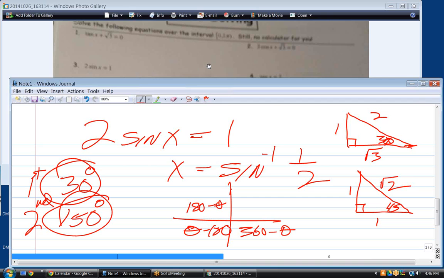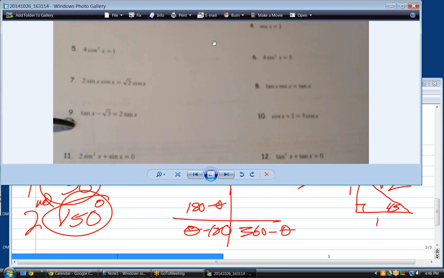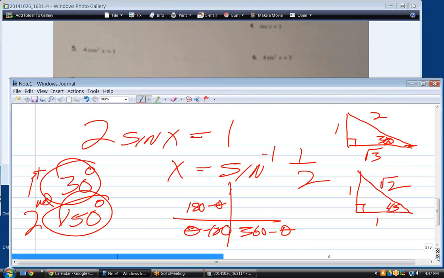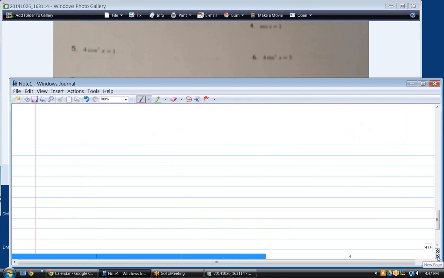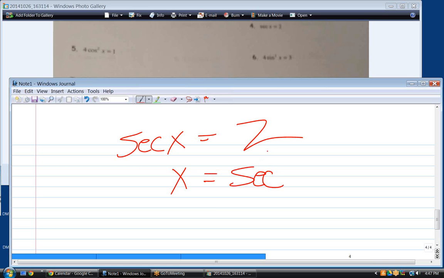Can you interpret that for me? That looks like 4 sine squared. Oh, no. Number 4 is secant x equals 2. Okay. So x equals secant inverse 2. You can do it that way. Nothing wrong with doing it that way.